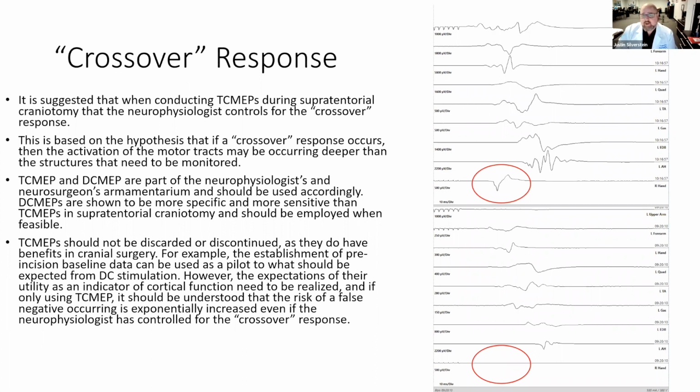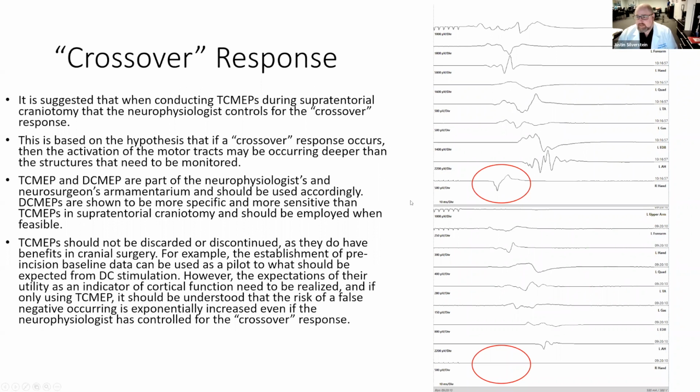Now, the thing about transcranial motors is that we are stimulating at a much higher intensity. Just to give you an example, we typically stimulate at about 15 milliamps for direct cortical motors. We stimulate between 2 and 500 volts for transcranial motors. So what we have to do is try to make our stimulation as focal and as superficial as possible. We try to control, as best we can, what's known as the crossover, the coactivation response.